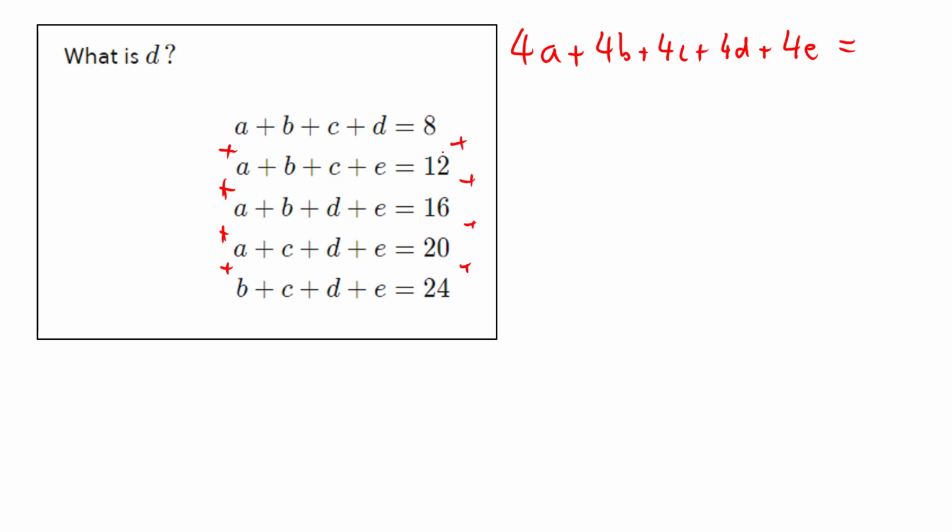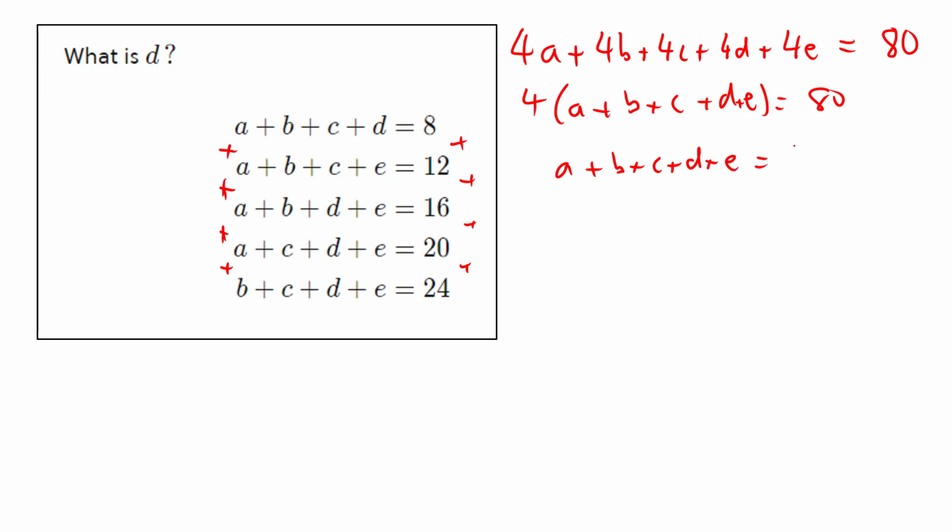8 plus 12 is 20, plus 20 is 40, plus 16 and 24 is another 40, so that's 80. Therefore, we can factorise out that 4, and so we get that A plus B plus C plus D plus E equals 20. Now, how might that help us? Well, if we look at equation 1, for example, and line them up next to each other, A plus B plus C plus D equals 8.